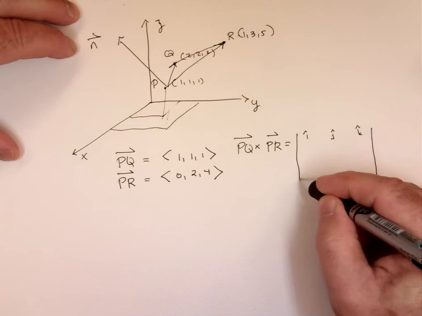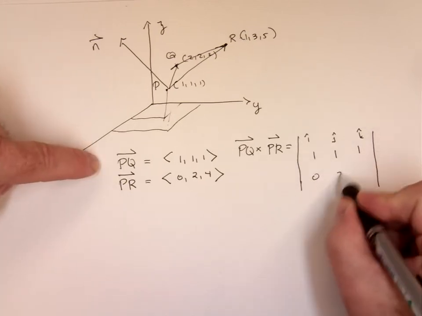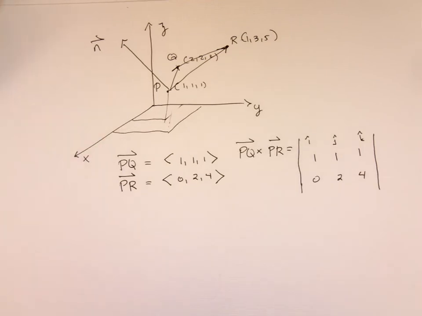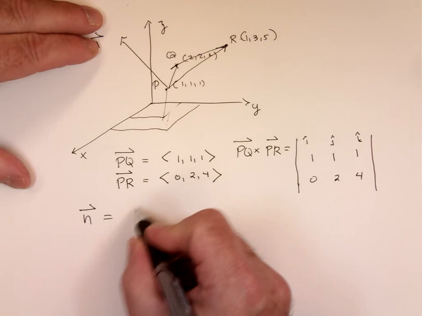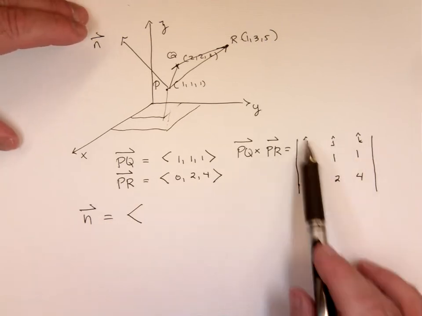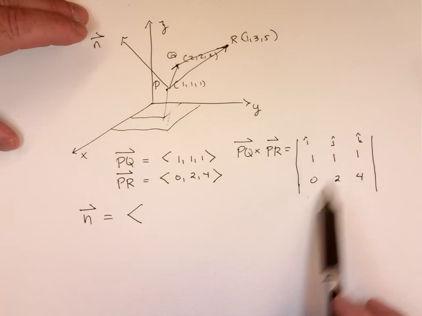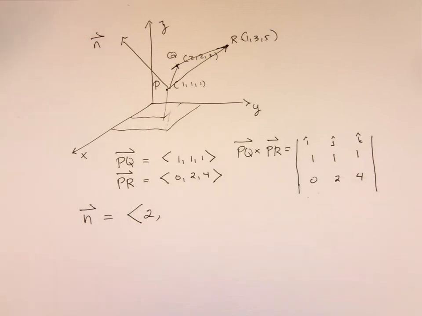One, 1, 1, 0, 2, 4. That cross product will be my normal vector. Let's see what we have here. Cross this out, cross this out. We've got 4 minus 2. We cross this out, cross this out.